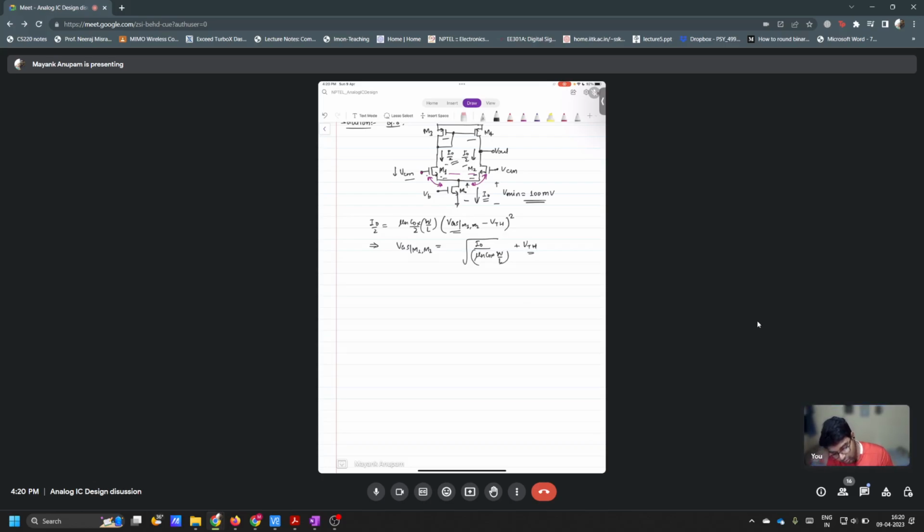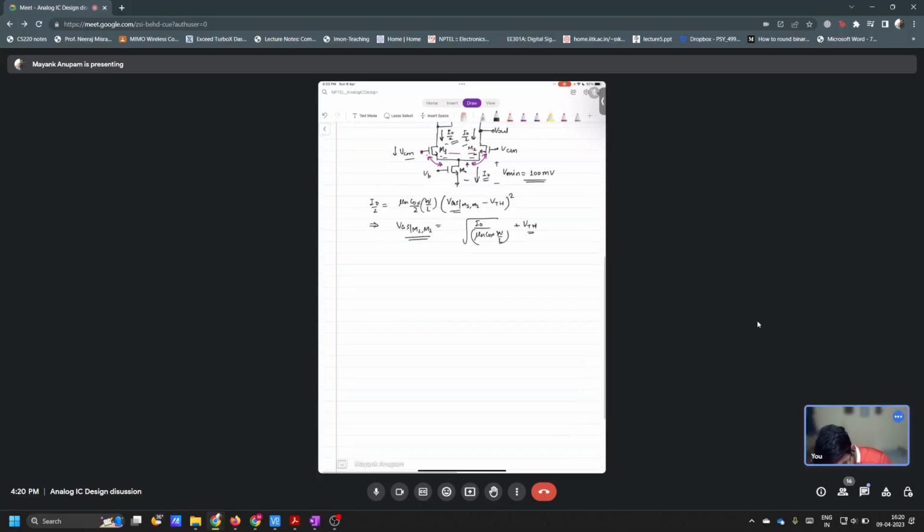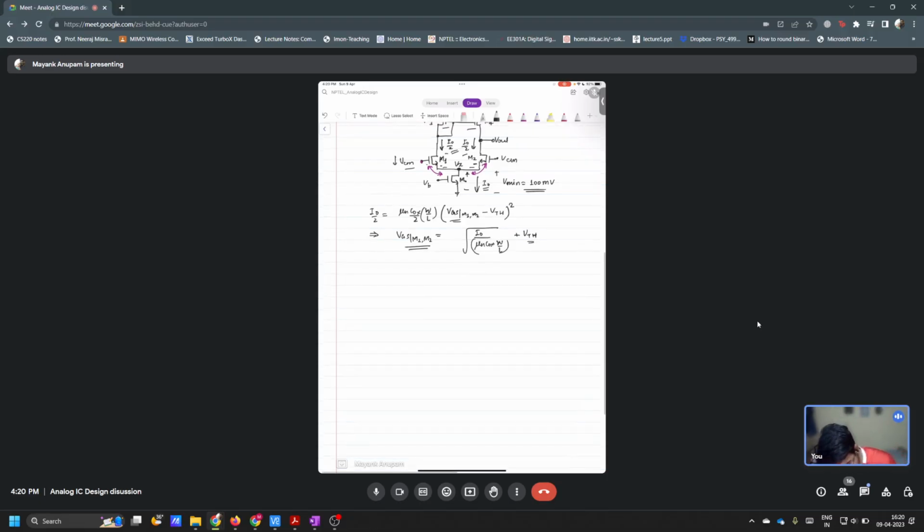Yes, sir. Correct. Now tell me, what is this VGS? Let's call this voltage Vx. Then what is VGS of M1 and M2? VCM minus Vx. Correct. It is VCM minus Vx, right? And that is equal to what? This quantity, square root of 2 I naught by mu n Cox W over L, plus VTH, right?